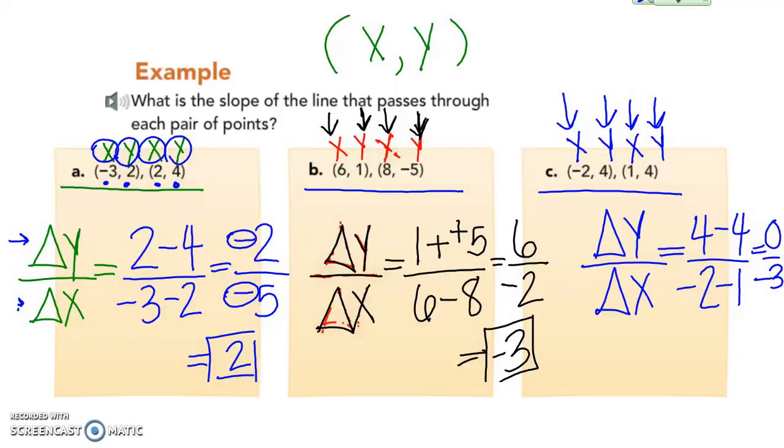Last thing to do is, what is 0 divided by negative 3? 0 divided by any number is 0. So my slope here is 0.